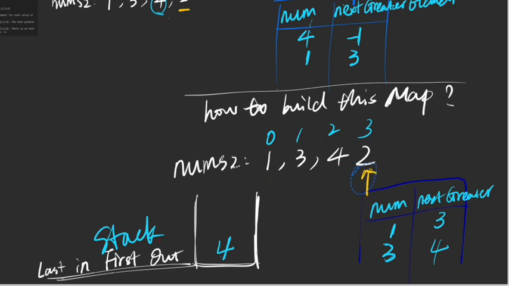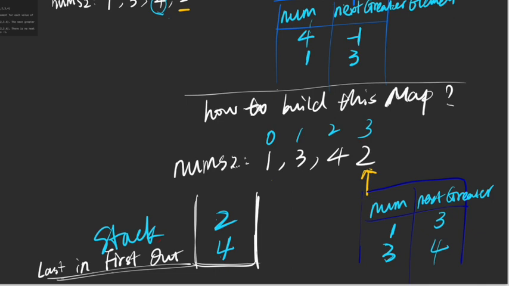And we continue to move on. Now it's 2. 2 is not greater than 4, so we just leave the number 4 in the stack. And then 2 we will also put into the stack. Since it's the end, we don't need to update the stack further. Now we have finished the traversal of the numbers 2.